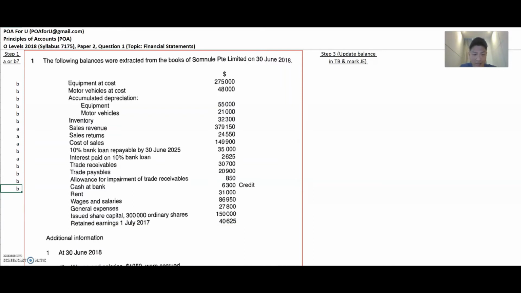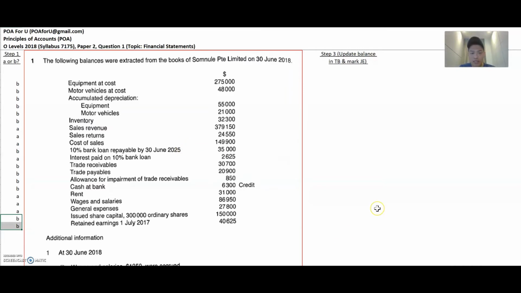Cash at bank is an item B. Now you should note that this is a credit balance, which is a short-term borrowing and not an asset. It's a current liability. Rent is an item A because it's an expense, and these two are item B because they are equity items. So voila, first step done, quick.